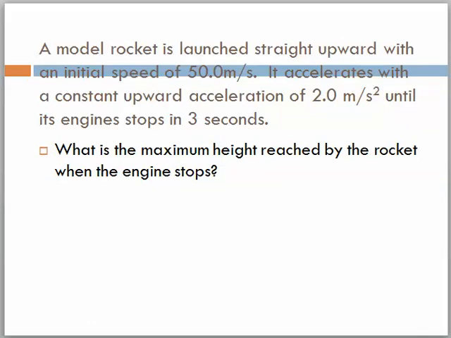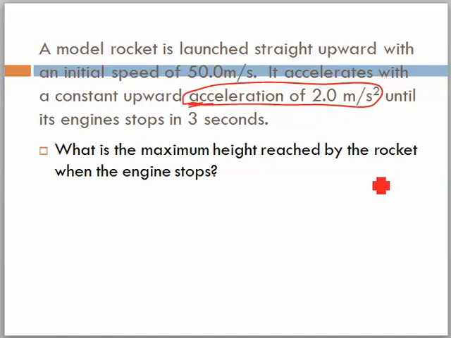Alright, well, here's our next story problem. It says a model rocket is launched straight upward with an initial speed of 50 meters per second. It accelerates with a constant upward acceleration of 2 meters per second squared until its engine stops in 3 seconds. This is an example where we're not going to really use G. We're still going to use our vertical kinematic equation. I'm just not going to be using G. I'm going to be using A because it gives me the acceleration that this rocket is going upwards with.